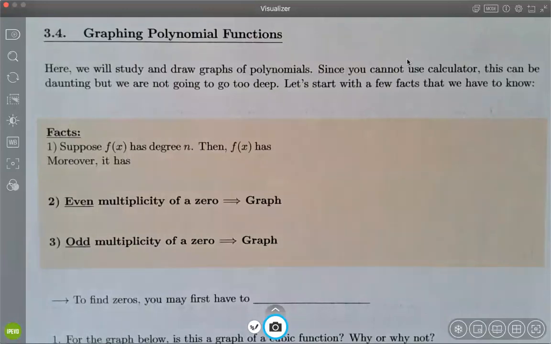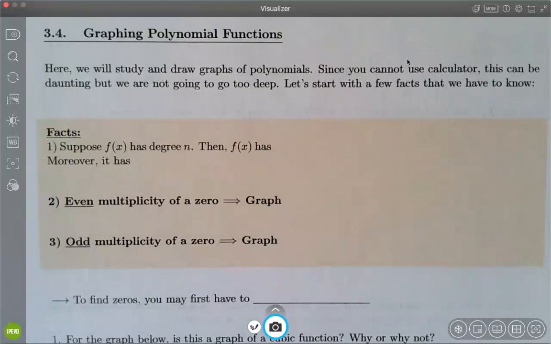So 3.4 is today's topic, and hopefully we go more than 3.4. So here we'll do graphings, graphings of polynomial functions. Okay, so we cannot do the graphings using the calculator, which is I guess the standard way. So we have to have lots of ingredients, okay, in order to get the graph by hand. Okay, so let's start with the first set of ingredients.